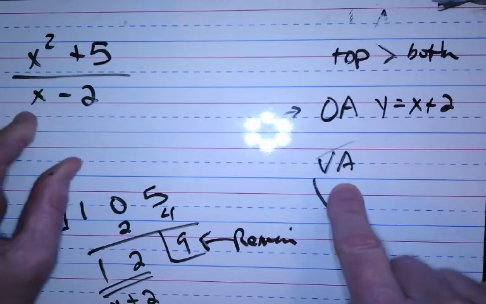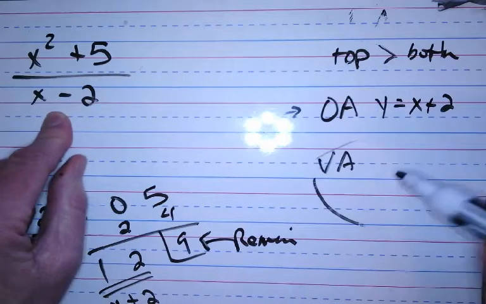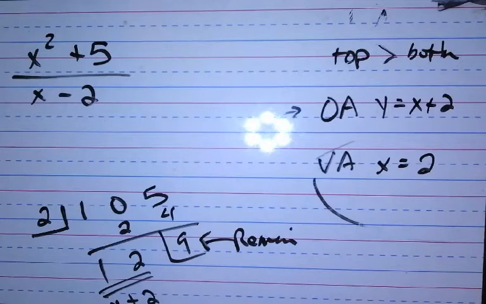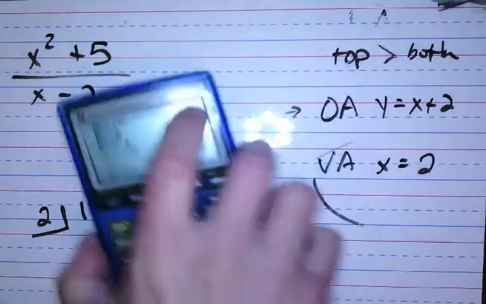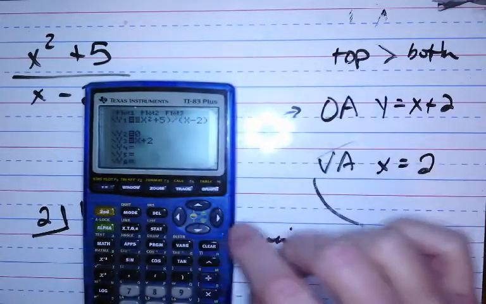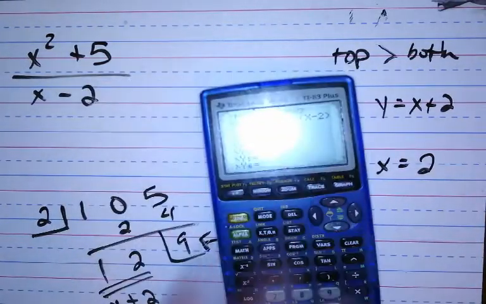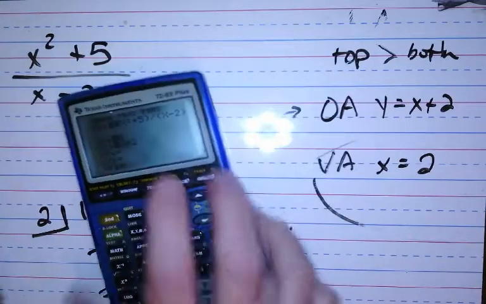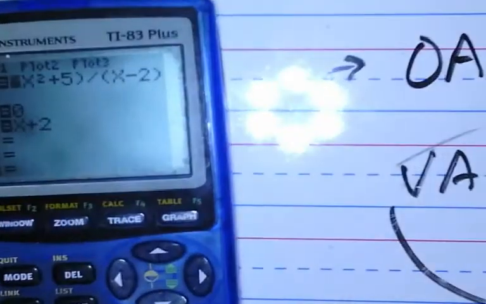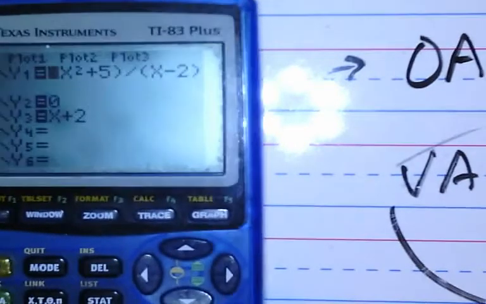What's the vertical asymptote? Well, whatever makes the bottom equal 0, so that's too easy. And then let's look at my picture. I've got a picture right here. I typed it in there. I did indeed. And I know that y equals x plus 2 is the asymptote, so I typed that in as well. So let's zoom in and see if we can see that. Yep. Okay, here we go.